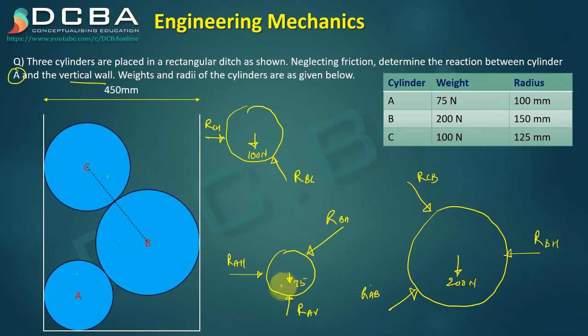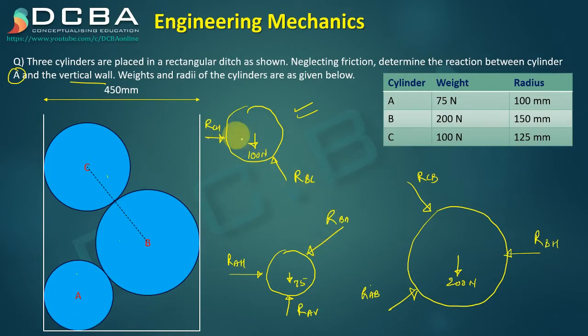On cylinder A, if you see, we have 4 reactions. On cylinder B also we have 4 reactions. On cylinder C we have only 3 reactions. So the easiest one to start with is C, because we can apply Lami's theorem to it. The entire system is in equilibrium, right? Nothing is moving. So when the entire system is in equilibrium and we have only 3 forces, we can apply Lami's theorem.